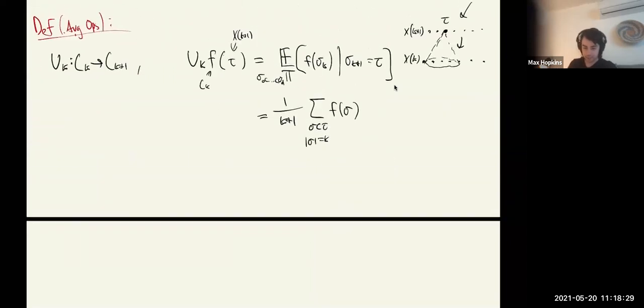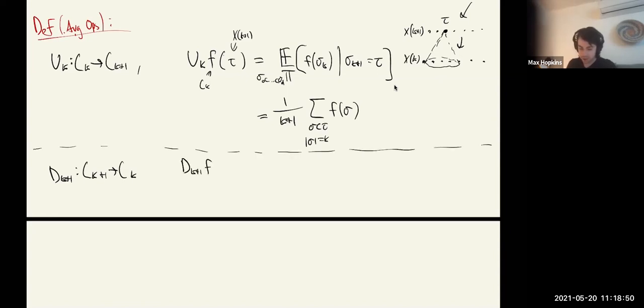Okay, so the second operator is the down operator. Let's do it at level k+1. It lowers a function on (k+1)-faces to a function on k-faces, so C^{k+1} gets mapped to C^k. Let's take a look at D_{k+1} f. Now f is a function on C^{k+1}, and tau lies in X(k), because D_{k+1} is lowering down to functions on k-faces, so it takes in a k-face, tau. We're going to use a very similar definition with the joint distribution.